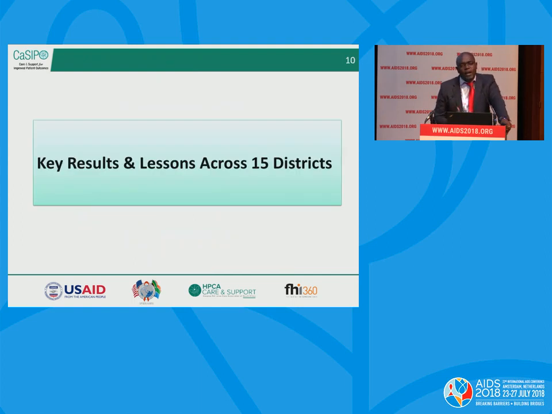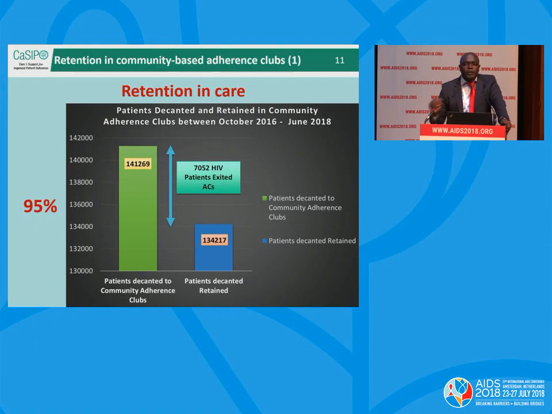So what have we learned and what have we found in terms of the implementation of the project? Overall, from the 15 districts, we managed to decant 141,000 patients into community adherence labs. Of this number, 134,000 are still attending the adherence labs, on the subsequent sessions that they are due for. So it's only about 7,000 patients that have exited the club. I'll talk to you briefly about where they have gone upon their exit from the clubs. We have about 95% retention following the cohort that has been established since 2016 to date.